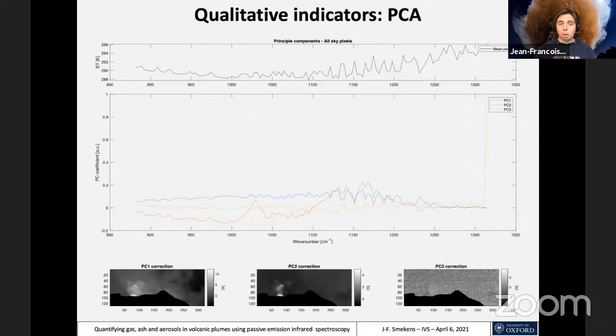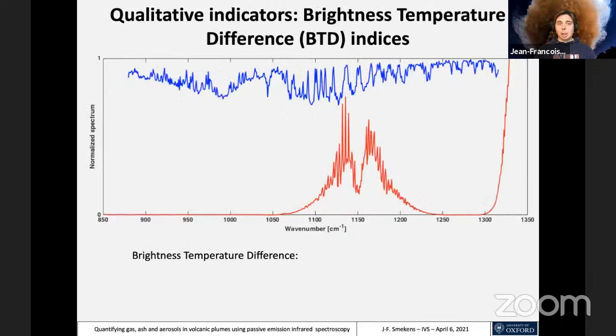And essentially, we usually end up with 3 to 5 principal components which have statistical significance. And within those, we can identify the signal that is flagging where SO2 and ash might be in a scene. So again, a great way to identify SO2 and ash bearing pixels.